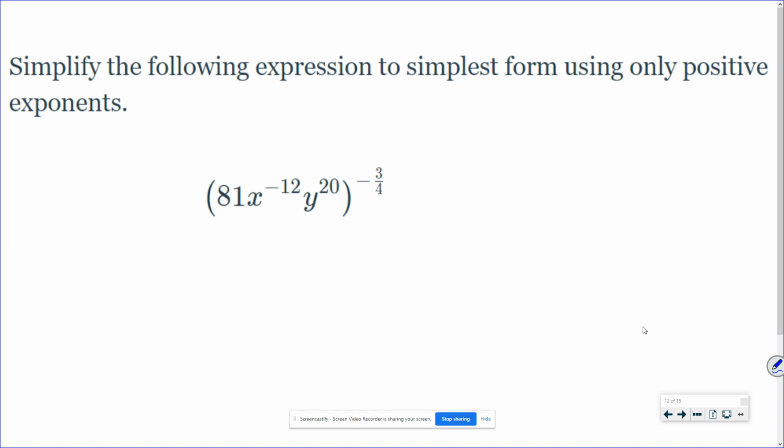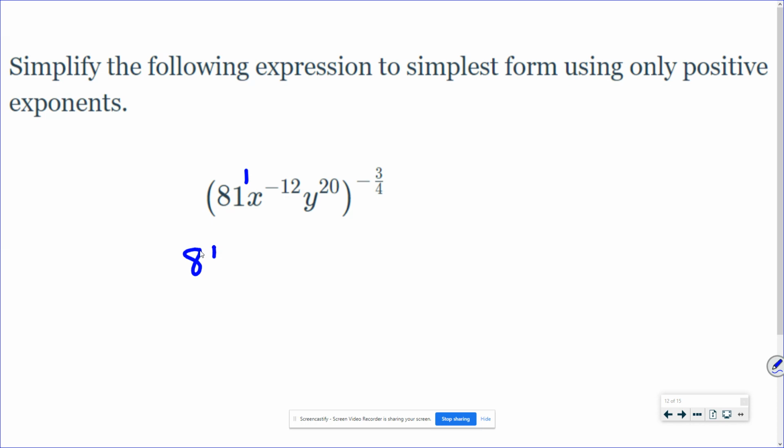All right, so here are some examples I pulled from the Delta Math assignment that you're doing for lesson 3.3. Simplify the following expression to simplest form using only positive exponents. That means we want our answers to contain radicals if necessary, and fractions. What I would suggest doing first is applying the power rule. That is where you multiply all the exponents.